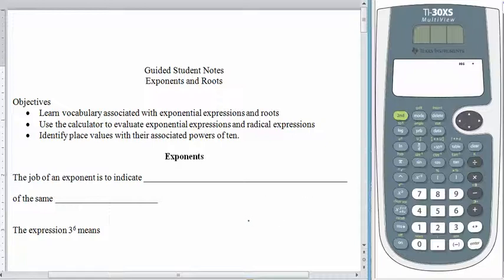Today's lesson is on exponents and roots. The job of an exponent is to indicate repeated multiplication. This is not just any old multiplication. We want repeated multiplication of the same factor. And you remember that factors are things, of course, that are being multiplied.